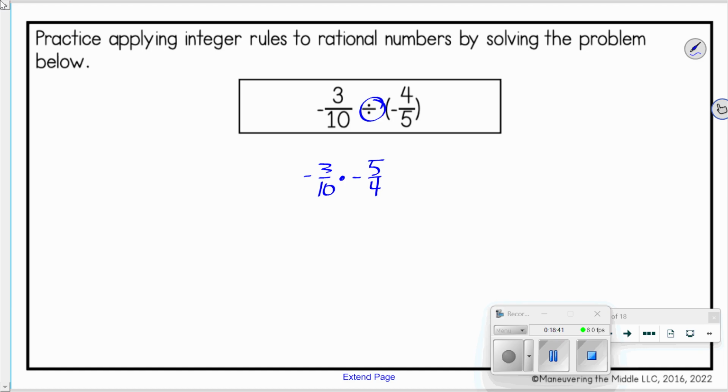I only flip the numbers. Okay? Once I'm in a multiplying, now I can look for reductions. So I've got a factor of 5 I can take out in both of those. Now I'm done. 3 times 1 is 3. 2 times 4 is 8. Negative times a negative. They're the same. That means they love each other. Positive answer.